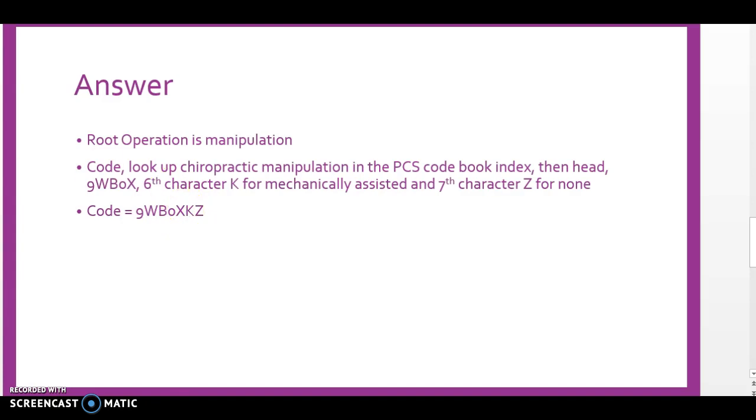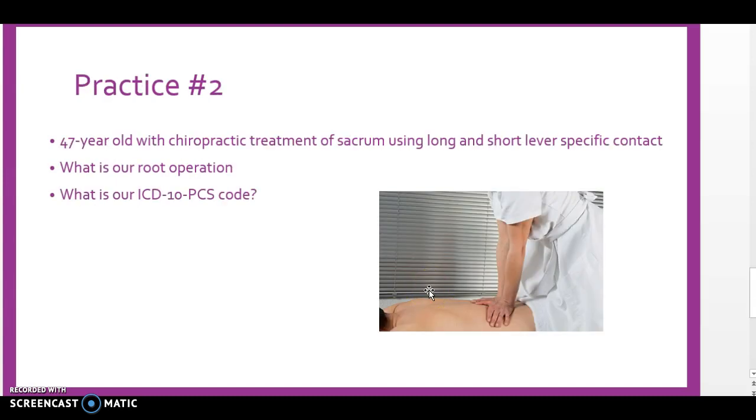Okay, let's go ahead and do our second case. So our second case, we have a 47-year-old in for chiropractic treatment of the sacrum using long and short lever-specific contact. So again, the first question you always ask is, what is our root operation? And from there we determine what is our ICD-10-PCS code. So we know our root operation is manipulation. So go ahead and look up the chiropractic manipulation. And then we're going to go down to sacrum.